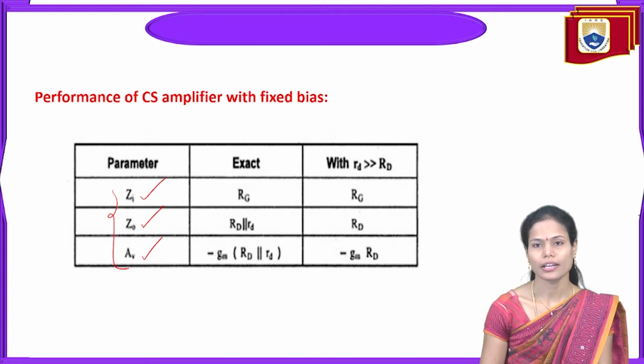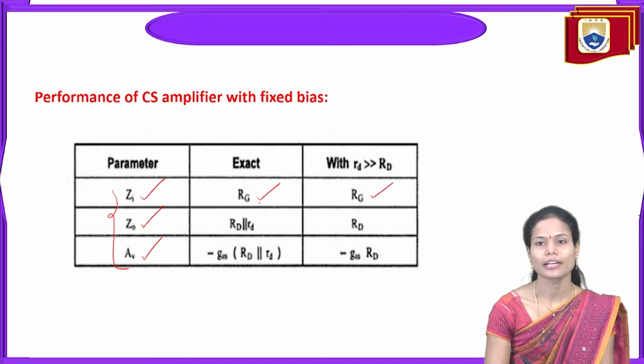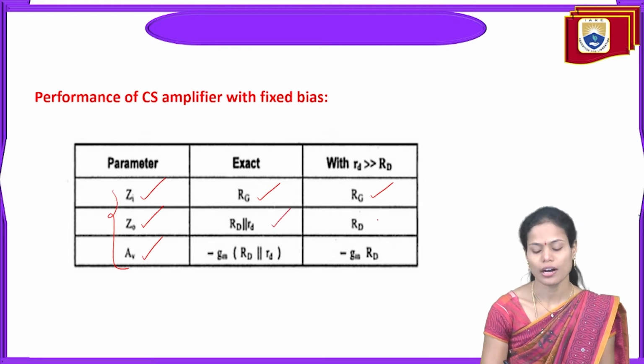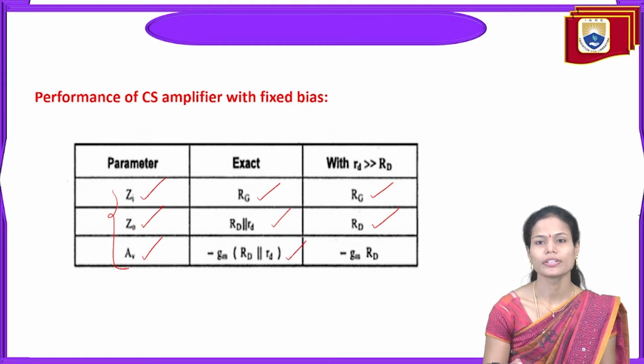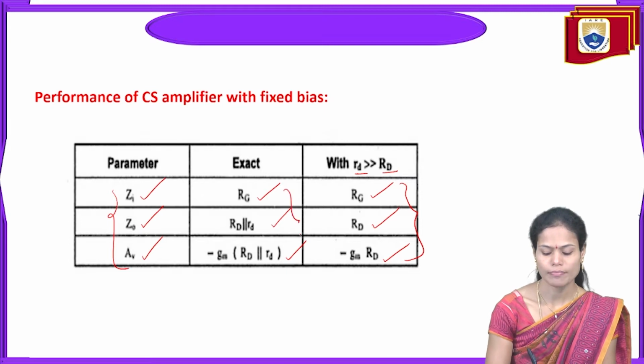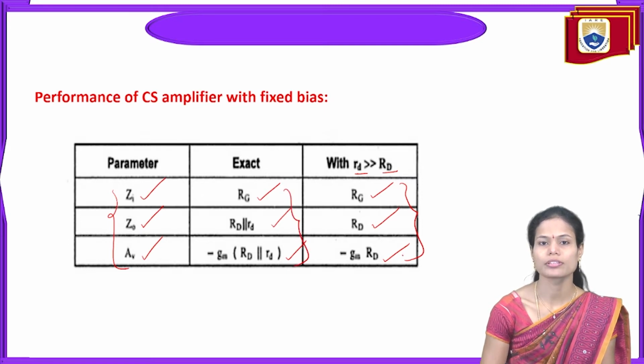If we go with the exact analysis, we will get the input impedance equal to the gate resistance RG, in both the cases, with the exact analysis as well as when the drain resistance rd is far greater than the RD resistance. To find the output impedance with the exact analysis, it is the parallel combination of RD and rd. If rd is far greater than RD, we will get it as capital RD, the drain resistance. And the voltage gain is minus gm into RD parallel with rd. If small rd is far greater than capital RD, in that case it is minus gm RD. These are the approximate formulas and these are the exact formulas. So depending upon the given parameters in the problem, we have to go with either exact analysis or approximate analysis.